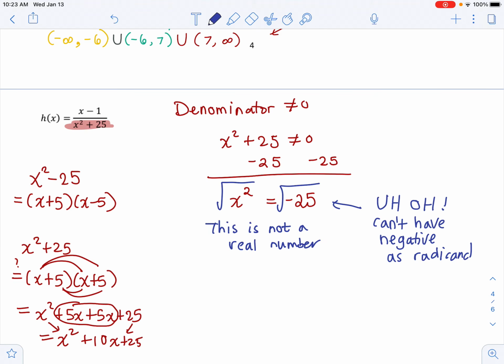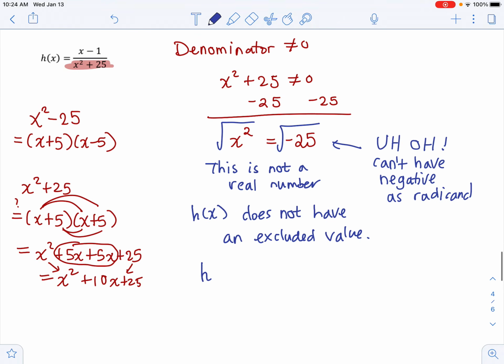What does that mean? The function h of x does not have an excluded value. Okay, what does that mean? Well, no one is excluded. Everyone is okay. So any number will be fine in this function. So there is no excluded value, which means the domain can be anything. The domain is going to be all real numbers.